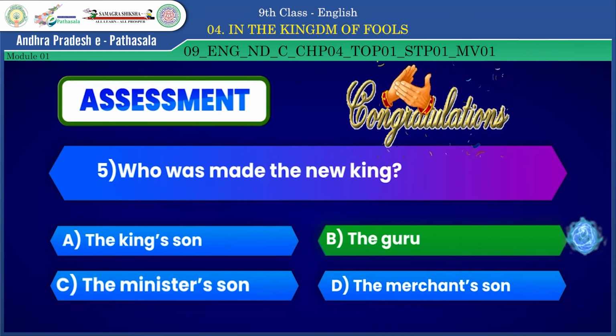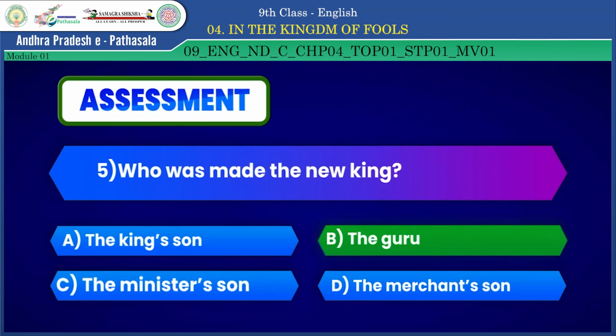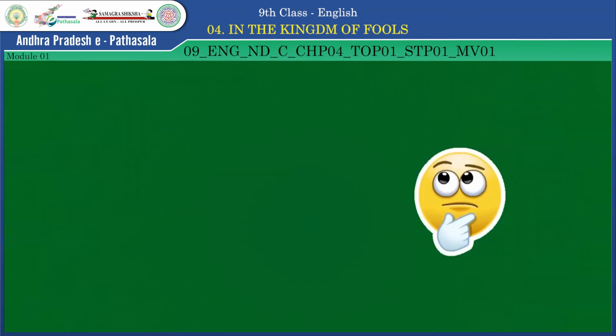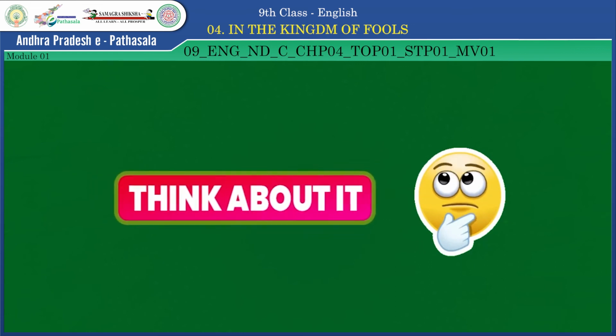Question number 5. What are the guru's words of wisdom? When does the disciple remember them? Question number 6 is, how does the guru manage to save his disciple's life?